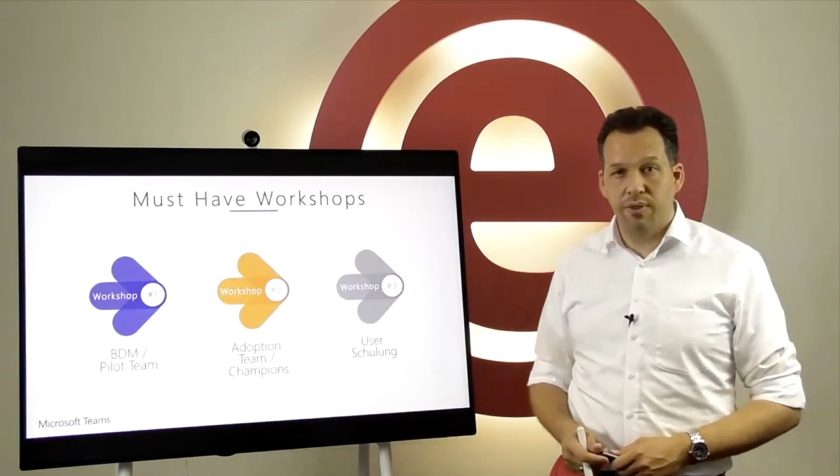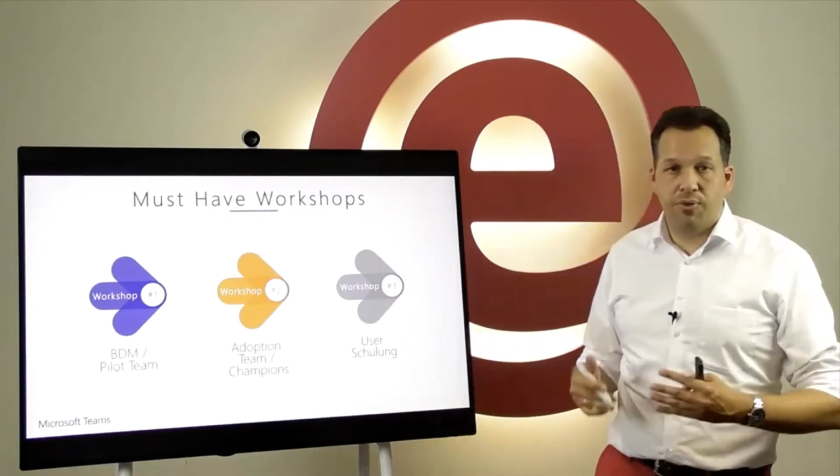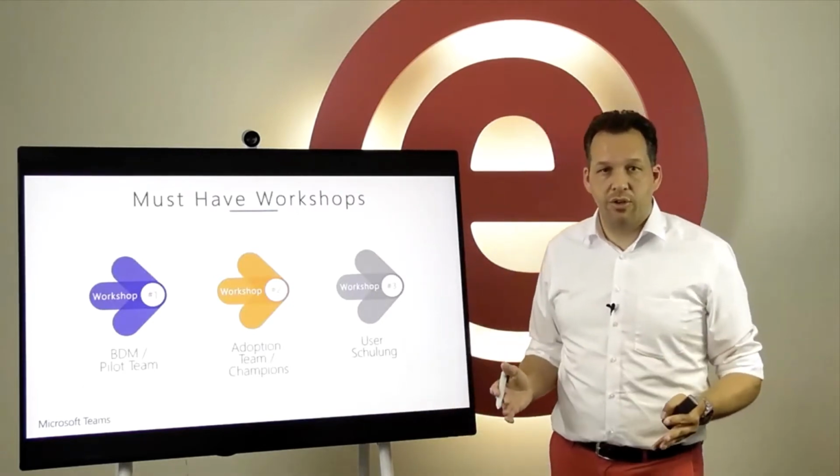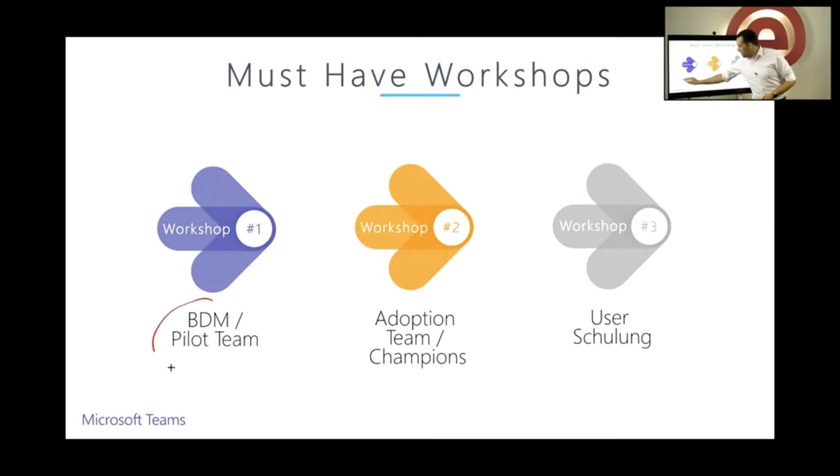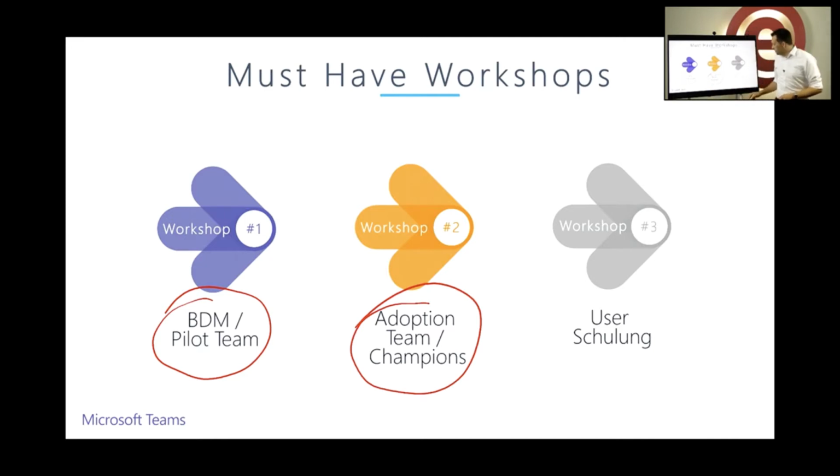And how do we do this now? We have about three main workshops that we are doing. First of all, the BDM, the Business Decision Maker workshop with a pilot or a pilot team, but especially in smaller companies, it's the BDM workshop. Then we have the adoption team and the champions. And we have the user training, not Schulung, it's the German word, you cannot read it, doesn't matter. It's the user training, which we have in the third workshop.